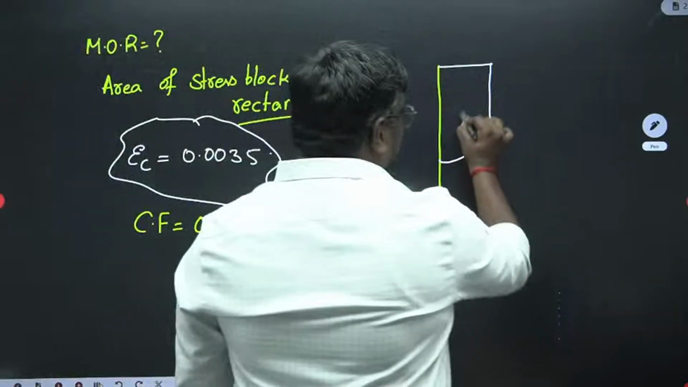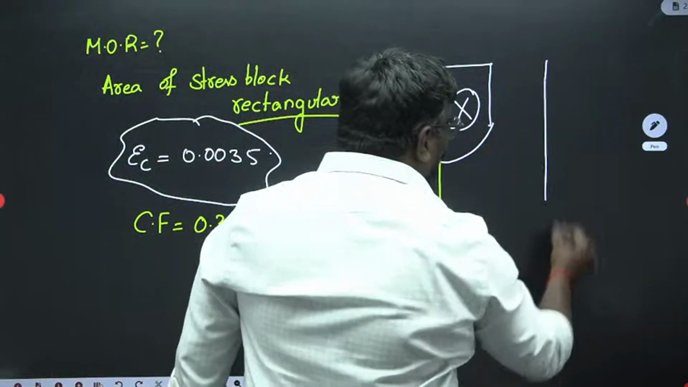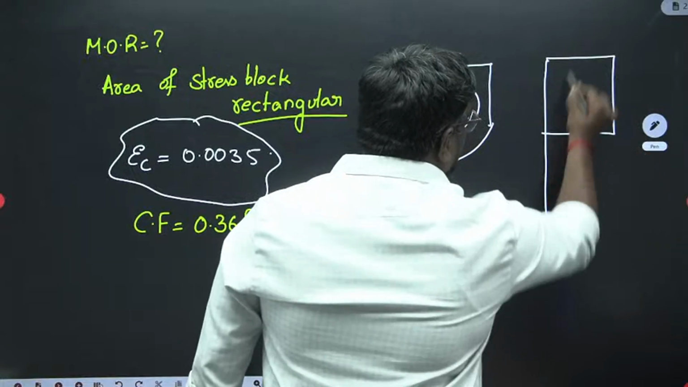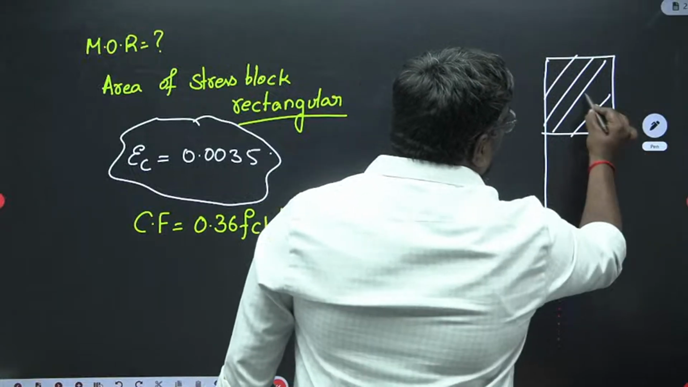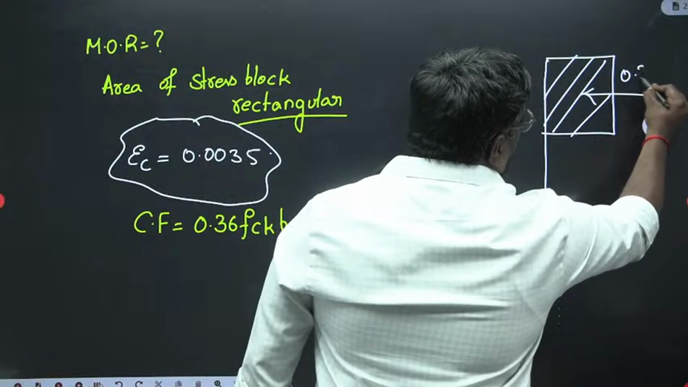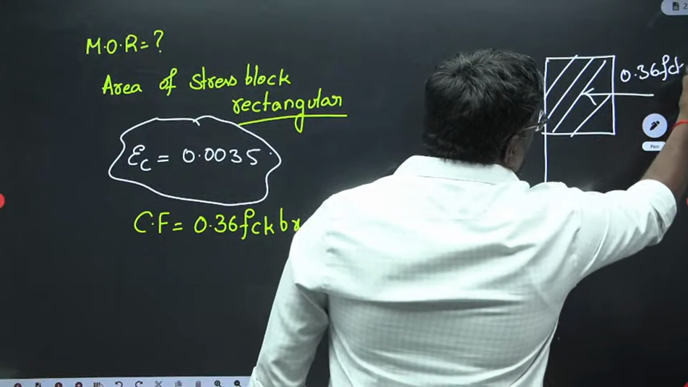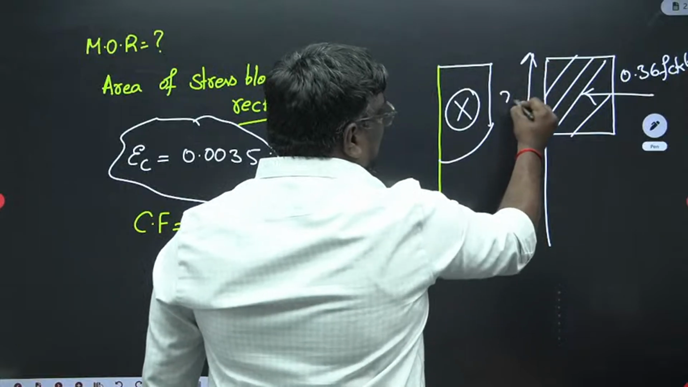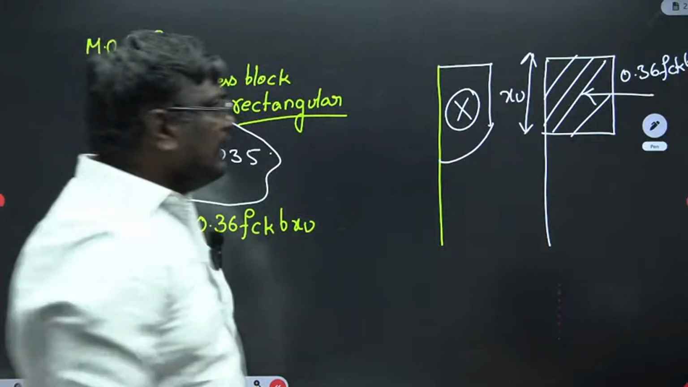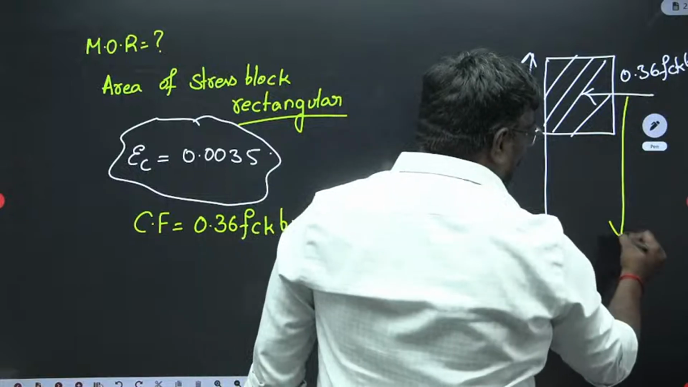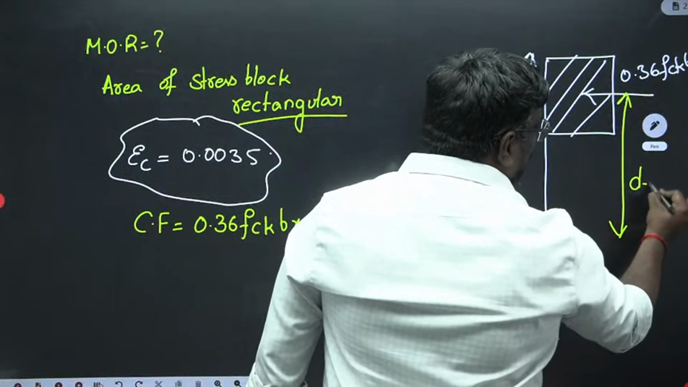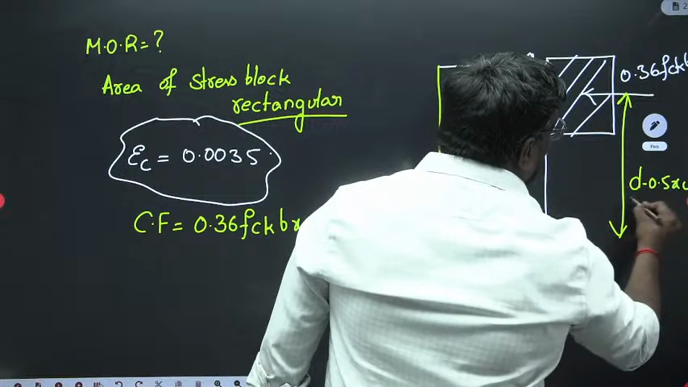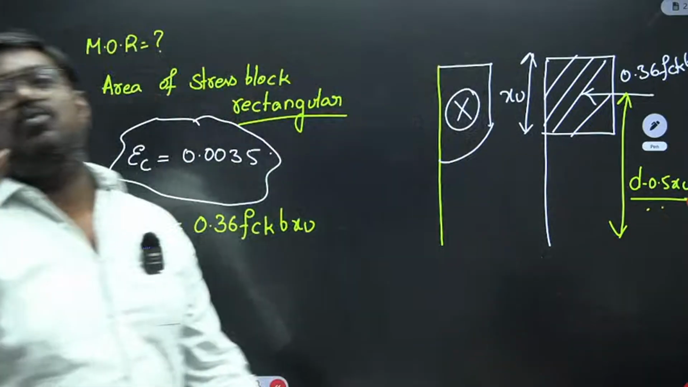But what they have not given this. They have told that this section is in the form of a rectangle. But what is the compression force, sir? 0.36 into fck into b into xu, right? So what is the depth of the neutral axis, sir? xu. So the overall depth is d. So here this value will be equal to d minus 0.5 xu. It is not 0.42 xu. That is the only difference.